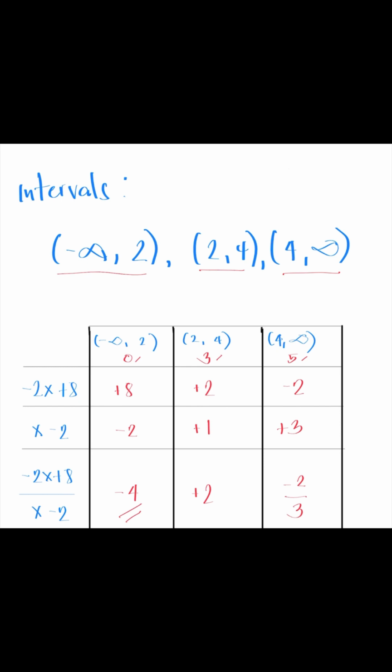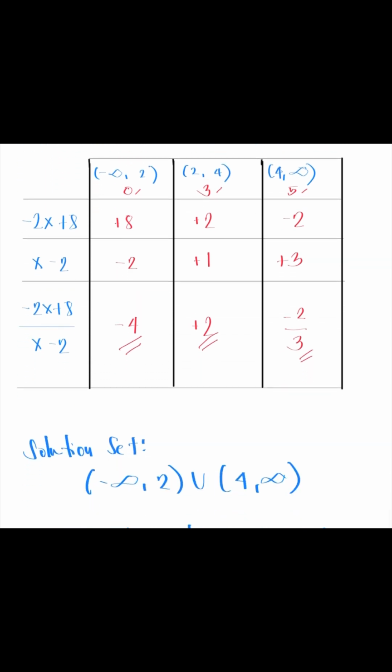Likewise, from the interval 2 and 4, if we divide positive 2 and positive 1, the result is positive 2. The sign is positive. From the interval 4 to positive infinity, if we divide negative 2 and positive 3, the result is negative 2/3. The sign is negative.